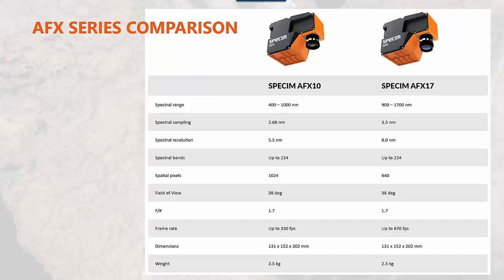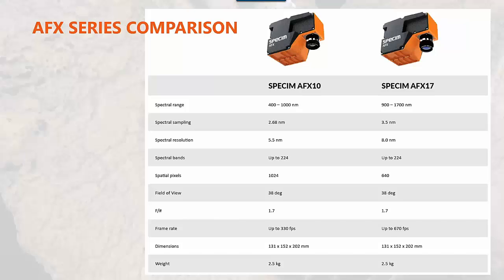The numerical aperture is large, 1.7. We can acquire data even with the full hyperspectral configuration at rates of several hundred frames per second. However, typically with the airborne drone applications, the frame rates range from 50 to 100 frames per second. The dimensions of both cameras are identical. They both weigh less than 2.5 kilos.